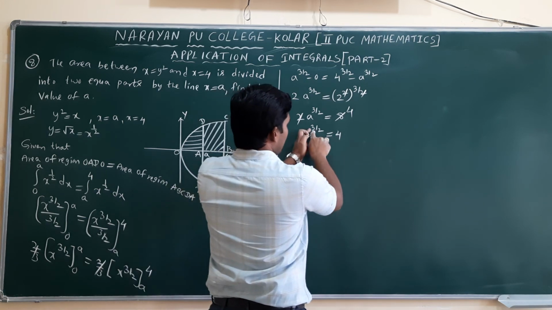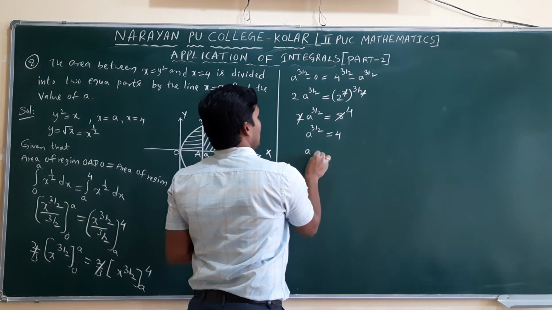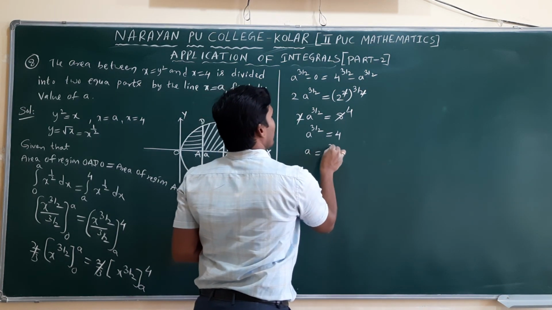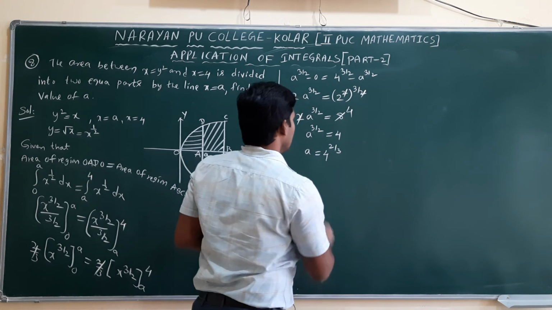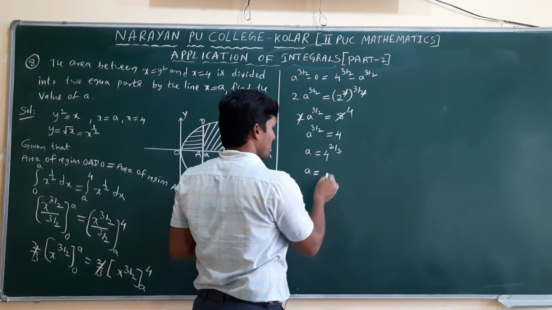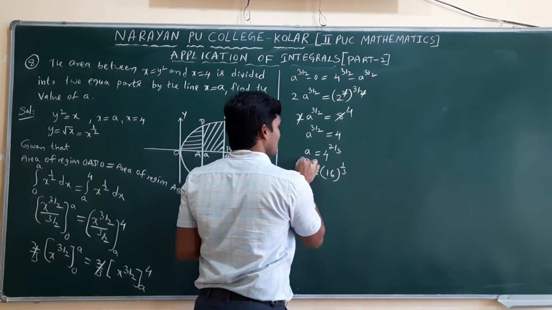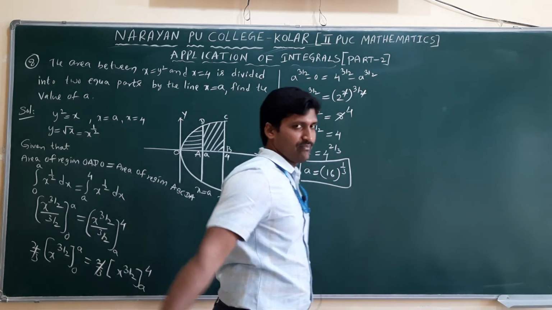Now if you take this power to the right side, it becomes reverse, 2 by 3. That's why A value finally what? 4 power 2 by 3. Still if you want to simplify, 4 square is 16, cube root. That means 16 power 1 by 3 is the value of A.